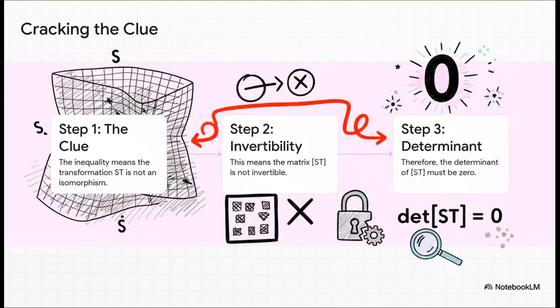Okay, so let's follow the logic here. The clue tells us that ST is squishing space, which means information is being lost, so it's not a perfect one-to-one mapping, or what mathematicians call an isomorphism. Now, for a square matrix, not an isomorphism is just a fancier way of saying it's not invertible. You can't perfectly undo it. And what's our go-to test for invertibility? The determinant. If a matrix isn't invertible, its determinant has to be 0, period.